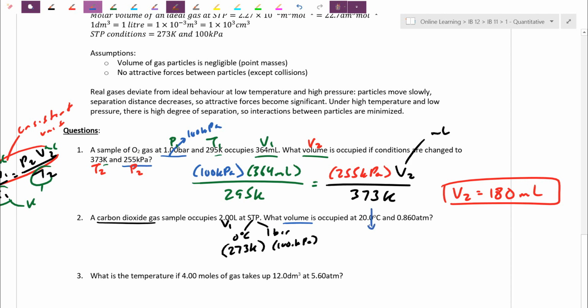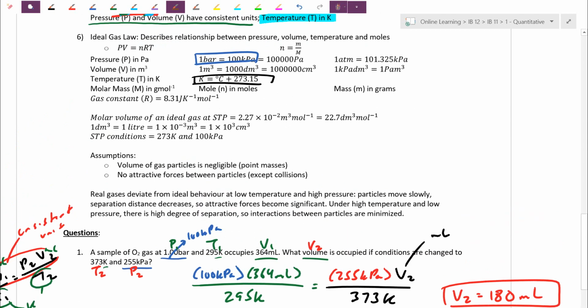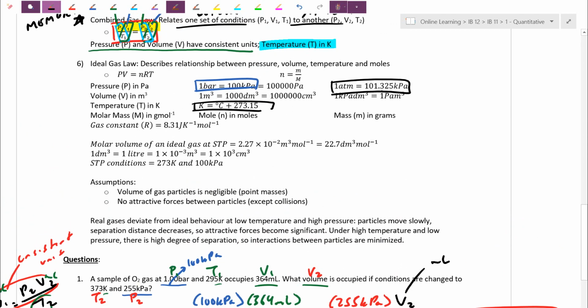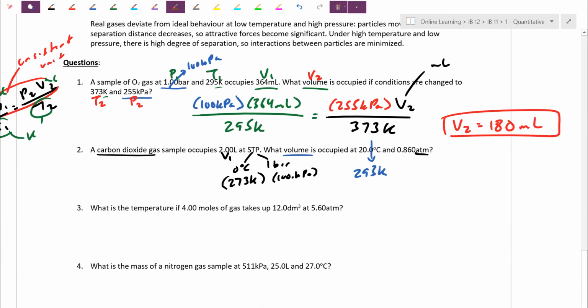Let's say 20 plus 273. What would the Kelvin equivalent be? So this one here is 293 Kelvin. So 273 to 293. This one here was in kilopascals. What I want to do is convert atmosphere again as a pressure unit. Atmosphere, by definition, 1 atmosphere is 101.325 kilopascals. Let's do P2 here.